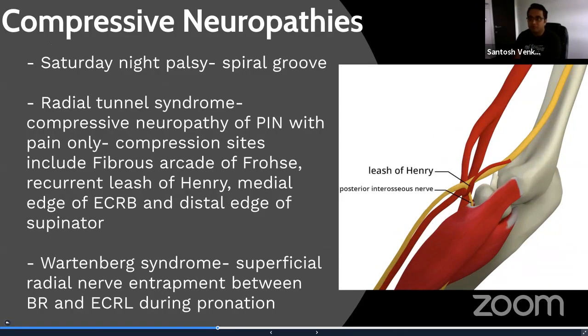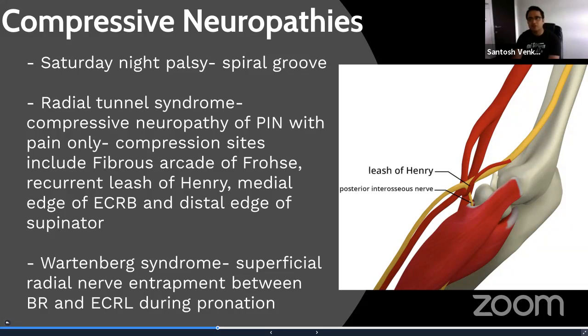Another thing would be compressive neuropathies, Saturday night palsy, where the patient has slept with an extended arm against a hard surface. Between the bone and the hard surface, the radial nerve is squashed, usually neuropraxia, tends to recover quite well, has good prognosis. We've got radial tunnel syndrome and Wartenberg syndrome.